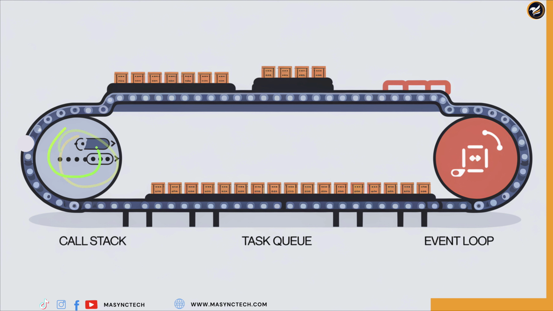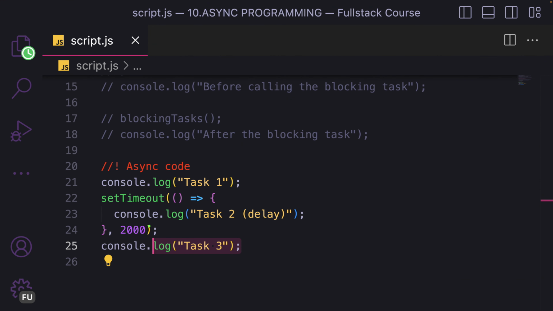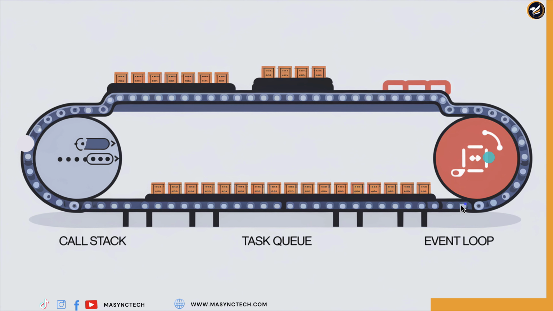So at this point, the other code assumes that we don't have this function called setTimeout. Then the event loop is going to constantly check if the call stack is empty. When it is, the event loop moves a task from the task queue to the call stack for execution. Let's go over it again.